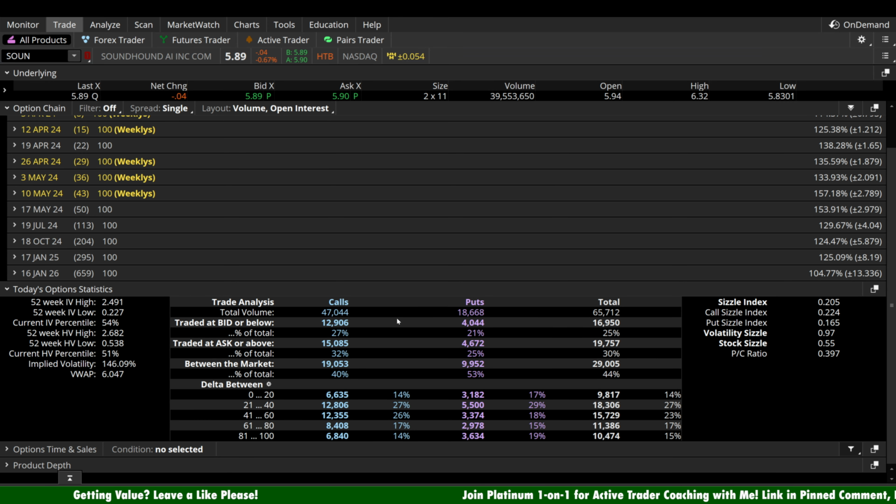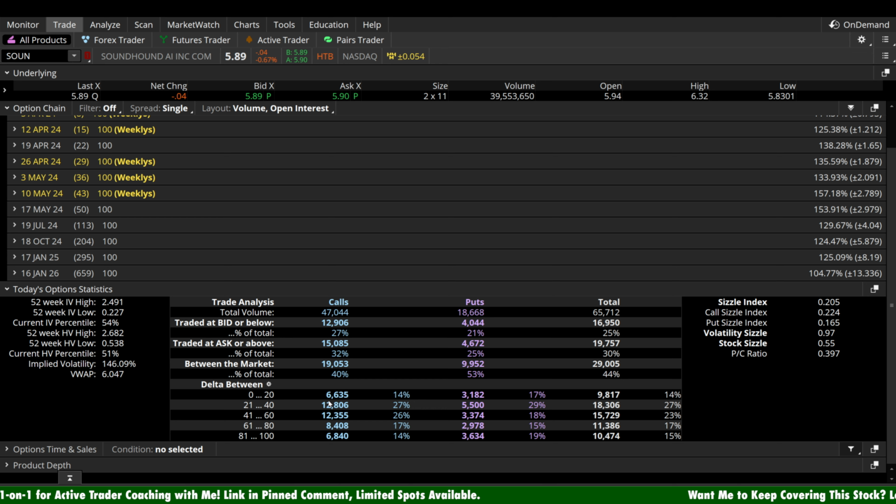And then the last thing that we can do here is take a look at the options traders bias. Oh man, it's heavy today. 65,700 total contracts traded out here on Thursday. 47,000 of those were calls. 18,700 approximately were puts. So a heavy call side bias here on SoundHound on Thursday.